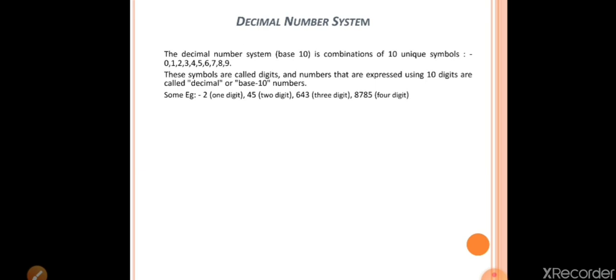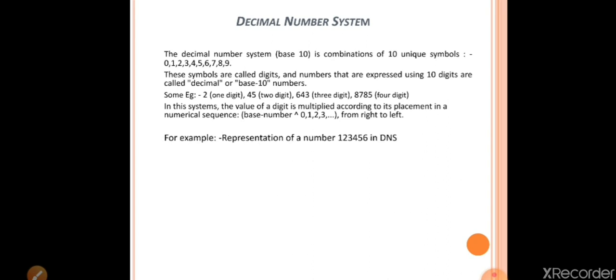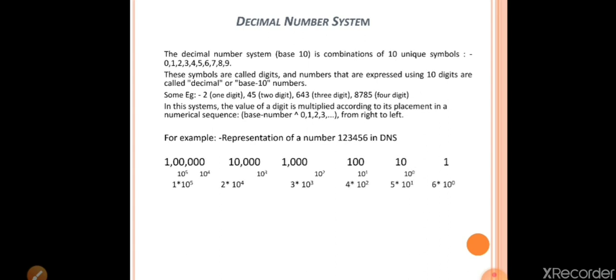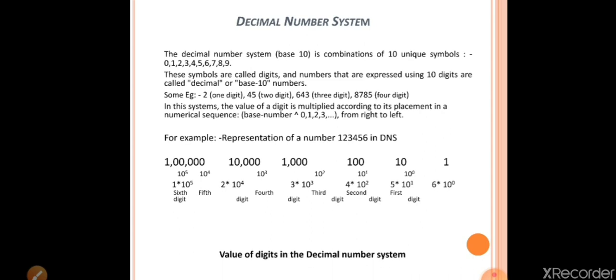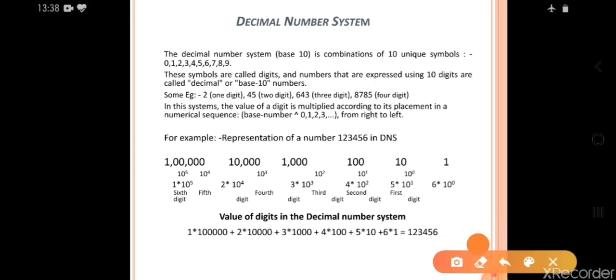Some examples: 2, 1 digit; 45, 2 digits; 643, 3 digits; 8784, 4 digits. In this system, the value of a digit is multiplied according to its placement in a numerical sequence. Base number, then power 0, 1, 2, 3 from right to left. This I will explain to you all with the following example, which is given in front of you all.